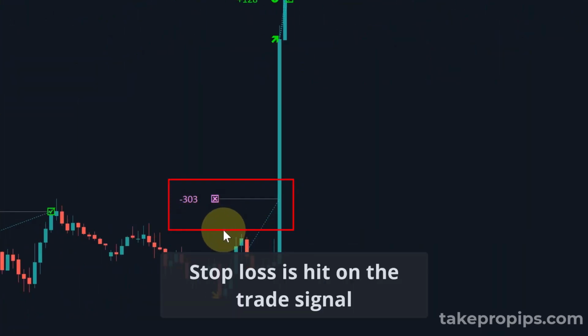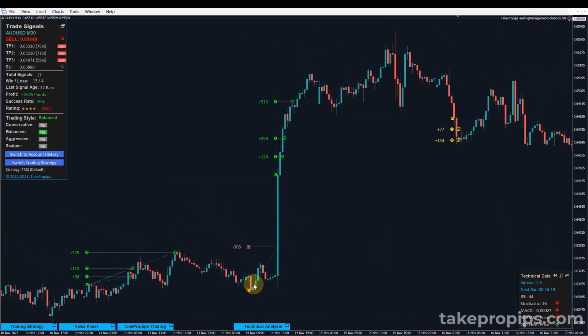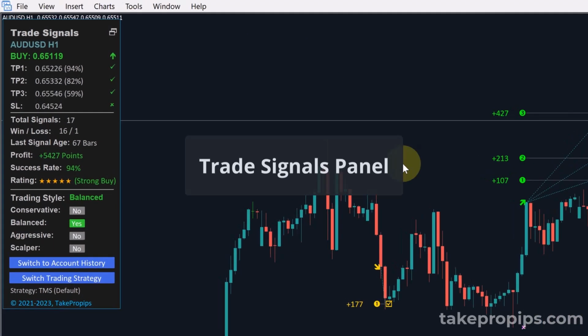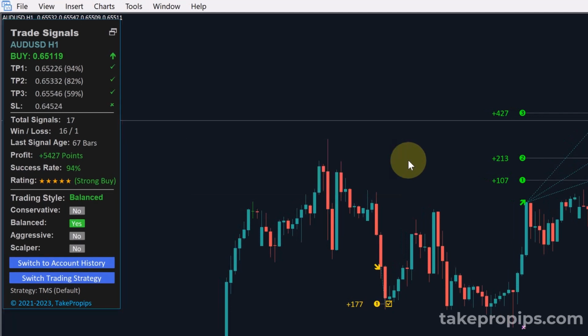Now that we have covered the trading signals you see on our chart, let's move on to the trade signals panel. This panel shows the current trading signal's target levels such as the entry price, take profit targets, and stop loss price. It will also show the statistics and performance of the trading signals generated on the current chart. First, you will see the pair name and the time frame of the current chart. In this example, we are currently on AUD/USD on 1 hour time frame.